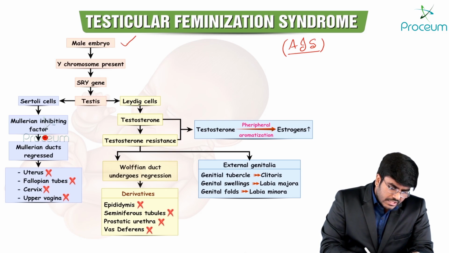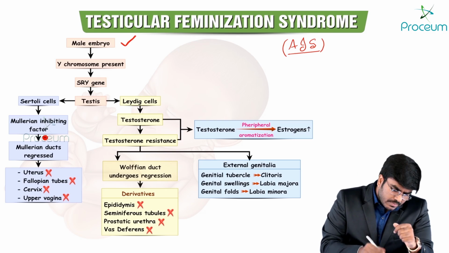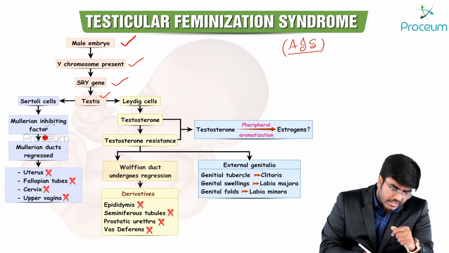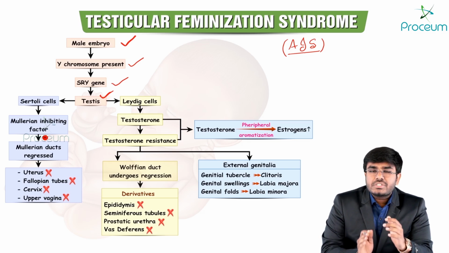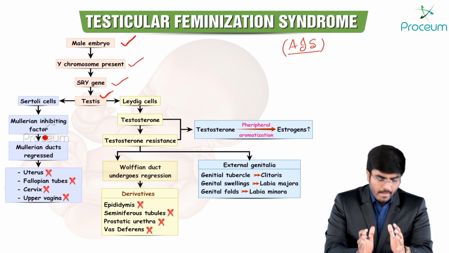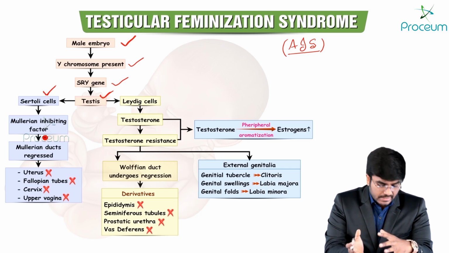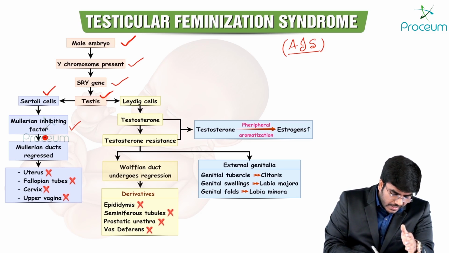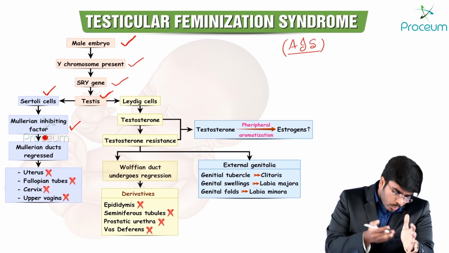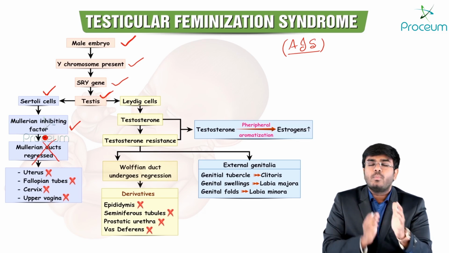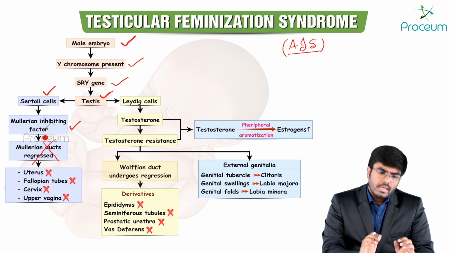There is a male embryo, and in this male embryo the Y chromosome and SRY gene are present, so there is a testis. Now this testis is functional. The Sertoli cells present in this testis are making Mullerian inhibiting factor, something normal, and this Mullerian inhibiting factor is going to cause the regression of the Mullerian ducts. Mullerian ducts are regressed.